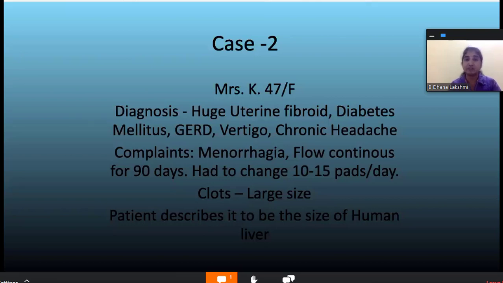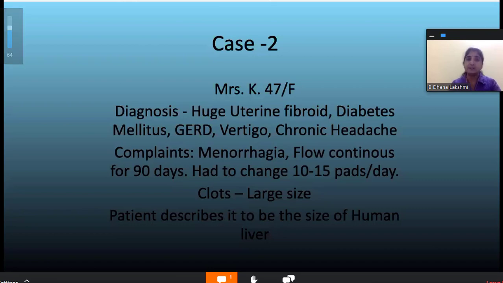This is a case of a huge uterine fibroid in a 47-year-old female. She had other pathologies as well. She had a huge fibroid, the size of 10 by 10, you'll see in the next slide. She had diabetes mellitus, GERD, vertigo, and chronic headache. The chronic headache was there for 40 years, and she said it was right there from her childhood. She could remember running with a headache for long and being on painkillers.